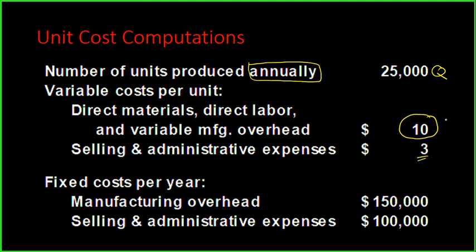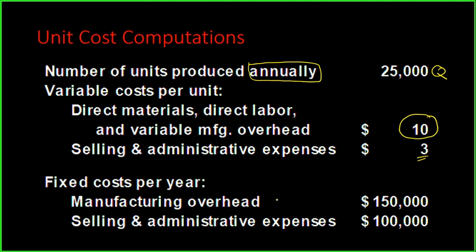So, these are your variable cost. And these are your fixed cost. No? This is your fixed manufacturing overhead. And this will be the fixed selling and administrative expense. So, again, let's try to review. Okay, anong tututukan natin dito?